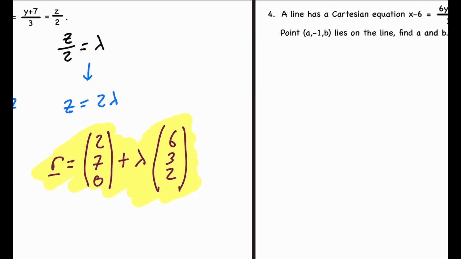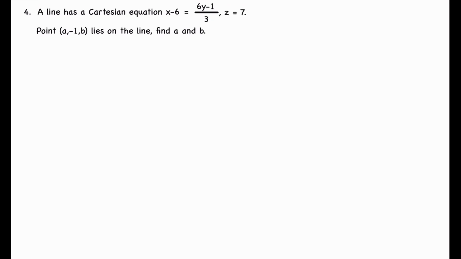So now let's move on to another question. This question says there's a Cartesian equation of a line, in a different form to the previous ones, where it has a comma and says z is equal to 7. This means that every point on the line will have a z coordinate of 7. And then it says a point (a, minus 1, b) lies on the line. Find a and b. Because every point on the line has a z value of 7, we know that b has to be 7.